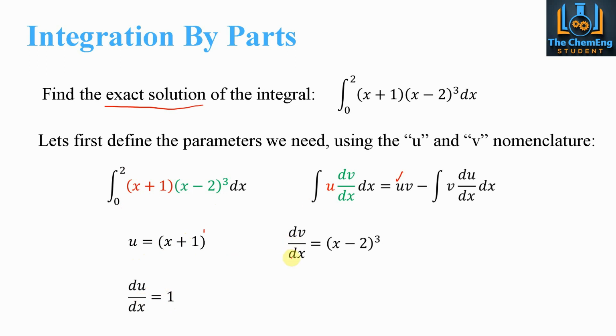Now for dv by dx, what we will do is integrate this system. We will increase the power by 1 and divide by the new power, so we end up with 1 over 4 (x minus 2) to the power 4. So now we have all 4 of the variables required in order to solve this system.